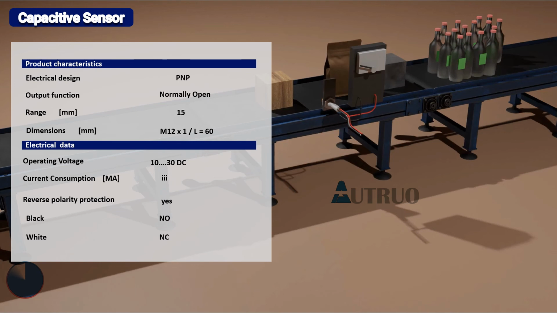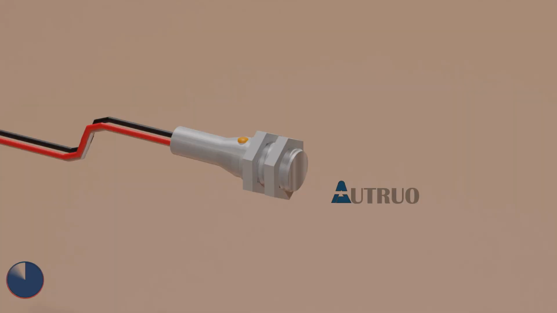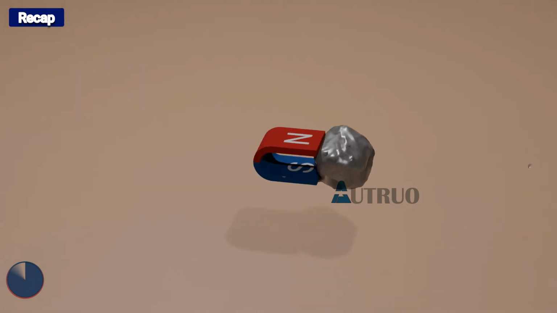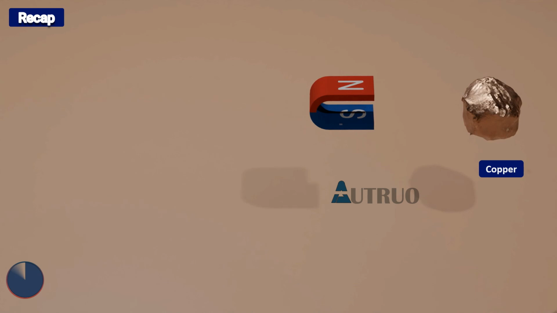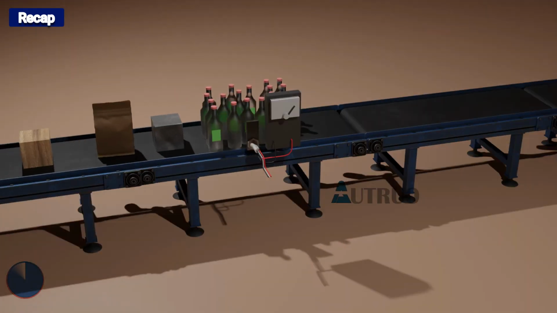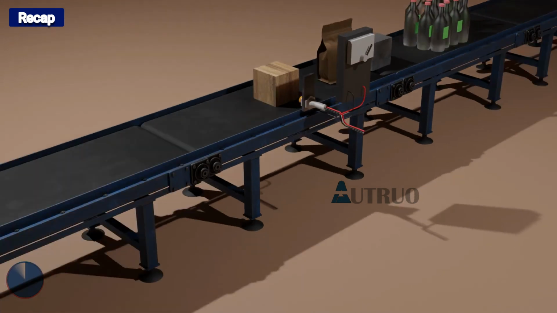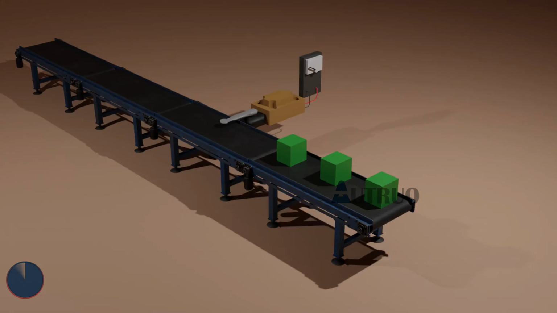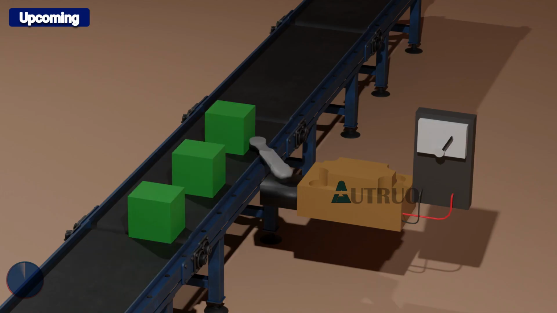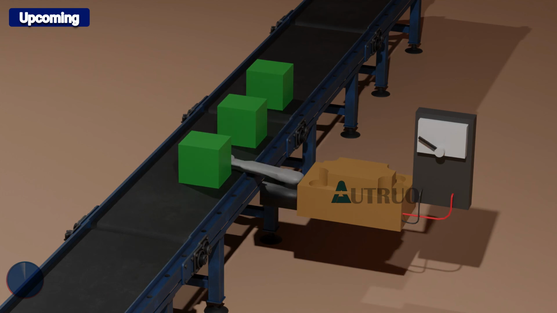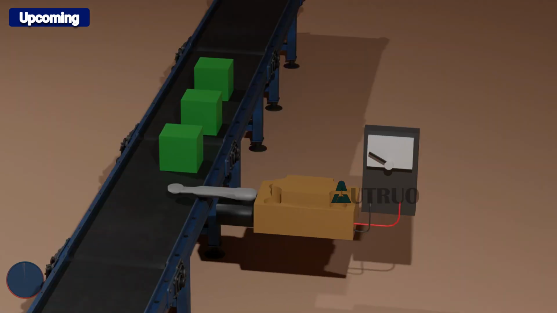Let's do a quick recap. We looked at inductive sensors. The application of inductive sensors in manufacturing environments was discussed. A simple experiment was carried out on how a magnet can be used to detect ferrous metals and non-ferrous metals. We ended off looking at capacitive sensors and their application in manufacturing environments. In the coming series, we will be looking at limit switches, the application of limit switches, and practical examples will be demonstrated.